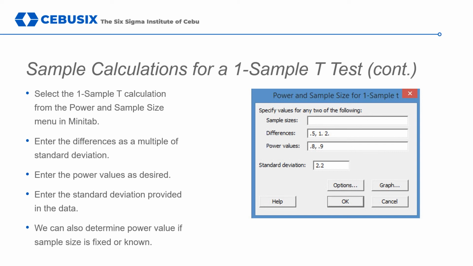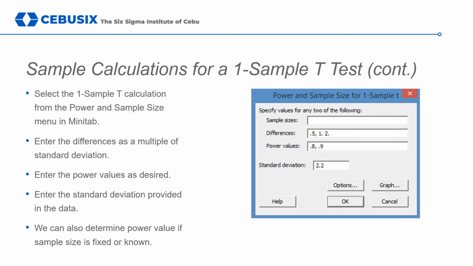The differences are the delta value, and this is entered as a multiple of standard deviation. The power values are your beta value. Remember, we previously discussed the beta value should be between 10 and 20%. Here, you would enter a 0.8 for beta of 20% and a 0.9 for a beta of 10%. You can actually enter them both and it will output both options. Lastly, we need to enter in the standard deviation of the data. We discussed the calculation of the standard deviation previously.